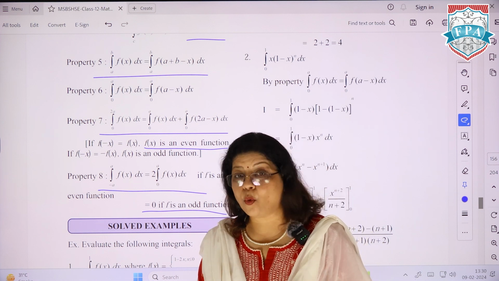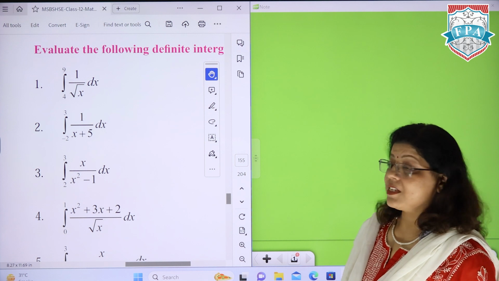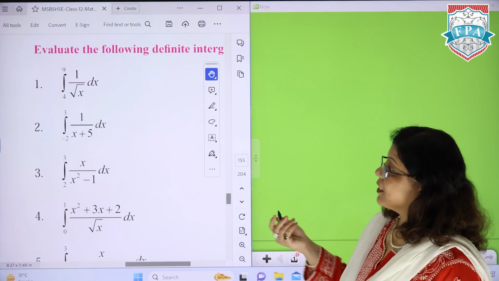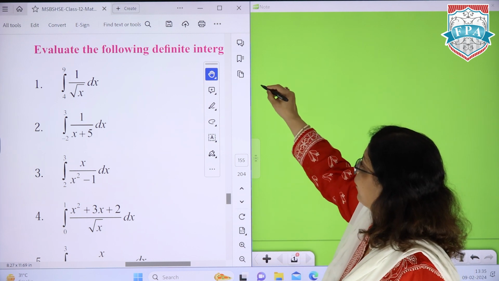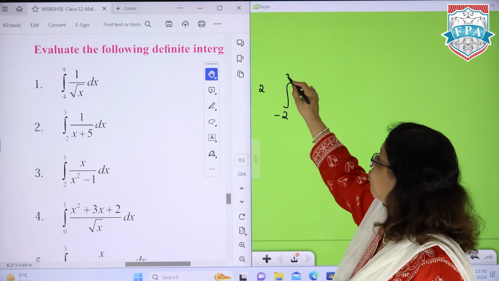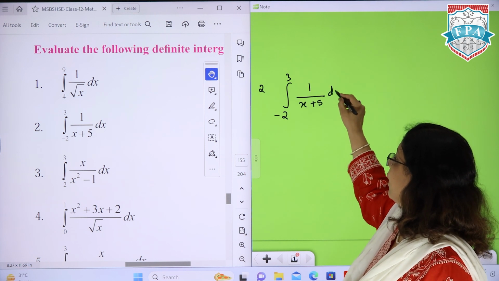So let's do some questions for your practice now. Now let's do some questions from the exercise so that your concept can get much better. Let's say question number 2 here. Okay, so this is the integral from minus 2 to 3 of 1 over x plus 5 dx.